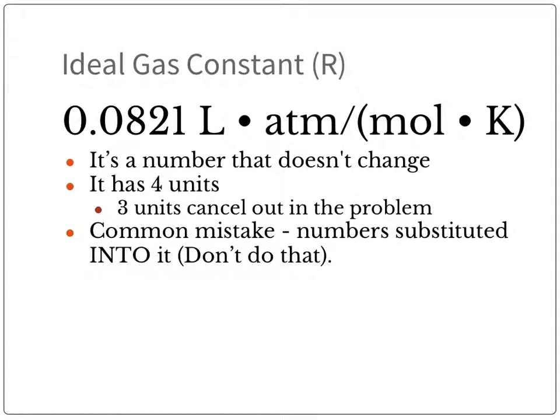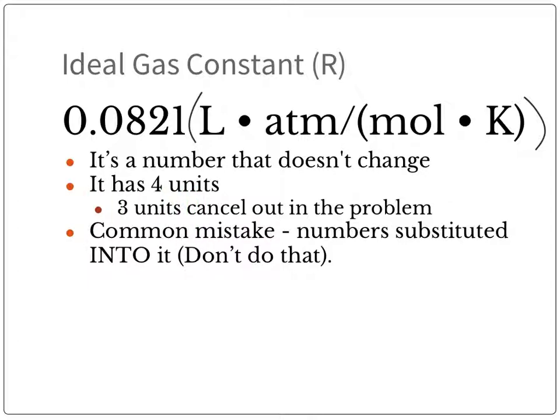Now before we do a practice problem, I want to talk to you more about the ideal gas constant. The ideal gas constant is a number that doesn't change. It's always 0.0821. Now I'm going to put the units of this number in parentheses to separate the number from the units. What's also unique about the ideal gas constant is it has 4 units. It's a number with 4 units.